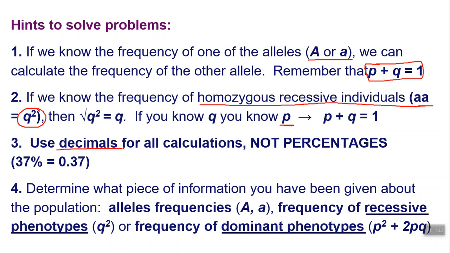Always use decimals. And remember that the first thing you're going to do in these problems is figure out what piece of information you are given. What are you given, and then what can you solve for? Also remember that the frequency of the dominant phenotypes consists of both P squared individuals, homozygous dominant, and heterozygous individuals. Don't forget that the heterozygous individuals show up as the dominant phenotype.